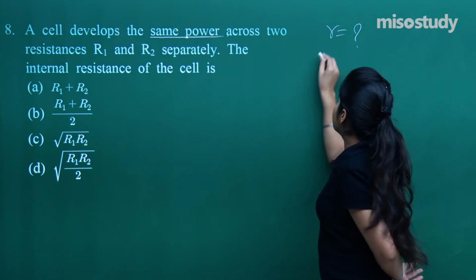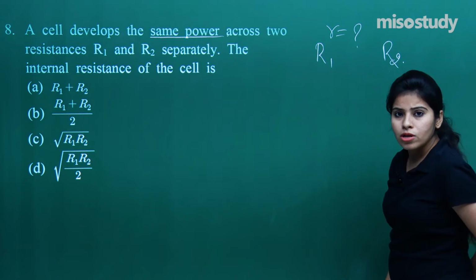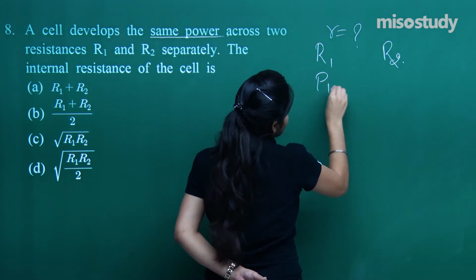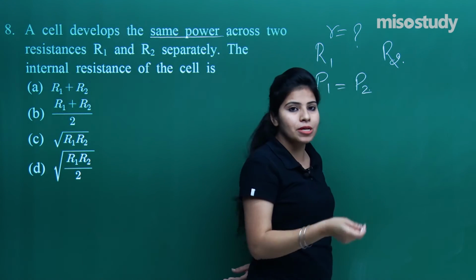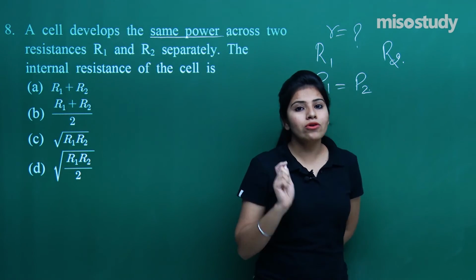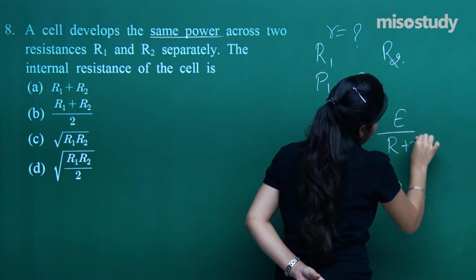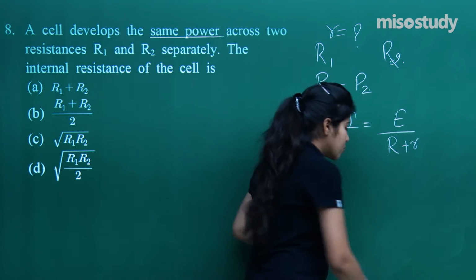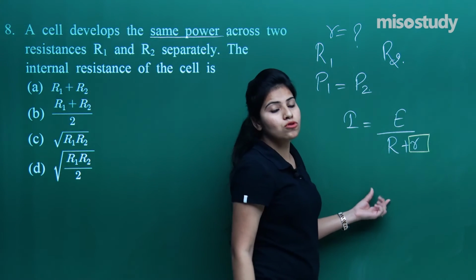Now suppose we have our resistance R as R1 and R2. The power in both cases is the same, so we can write P1 equals P2. Now what will be P1 and P2, and how do we find the internal resistance of the cell? We know one formula, I equals E upon R plus r, where R is the resistance and small r is the internal resistance. We have to find the value of this small r. Now how do we calculate this?